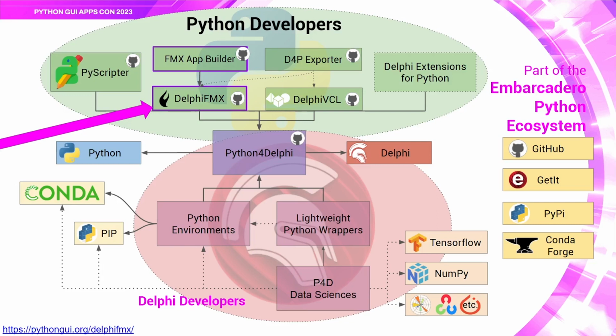There's also an FMX app builder, which allows you to build Android applications using the DelphiFMX library. And then on the Delphi side, you can access Python using Python for Delphi, and you get access to all the Python libraries through Python for Delphi. Delphi uses the Object Pascal language. And then a second part of RAD Studio is C++ Builder.